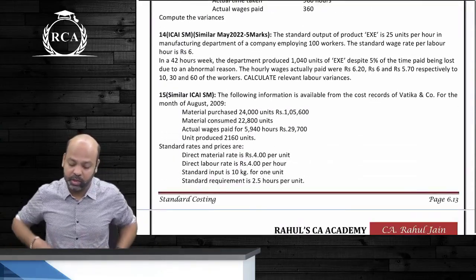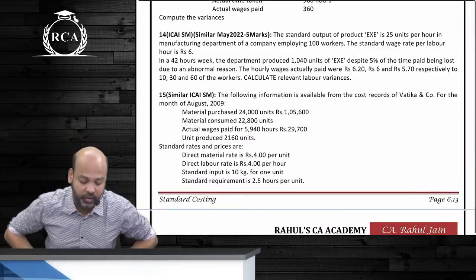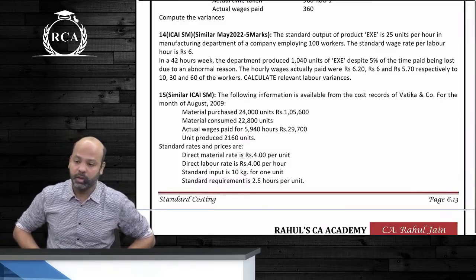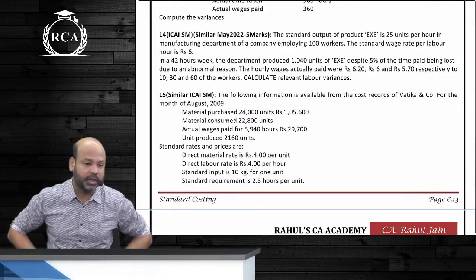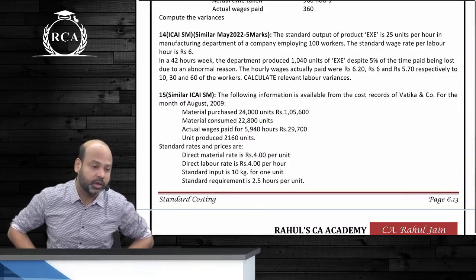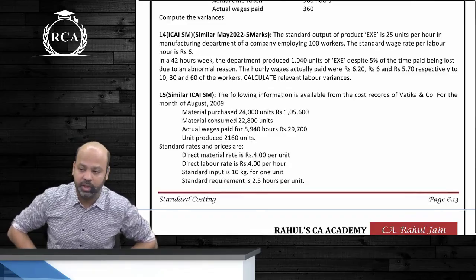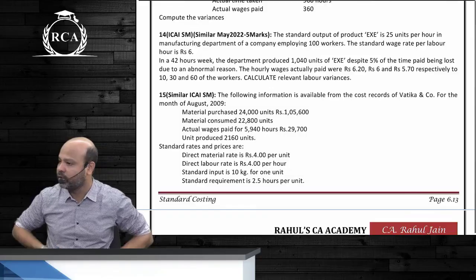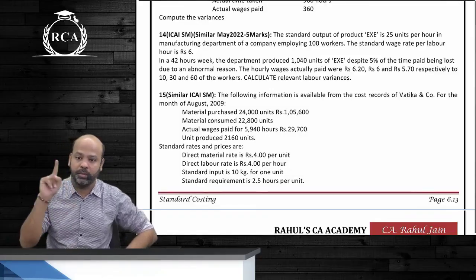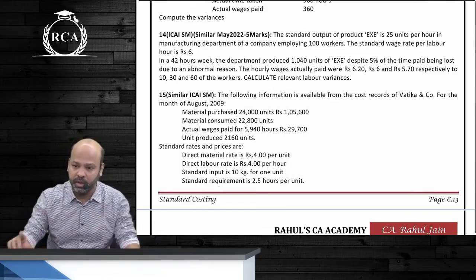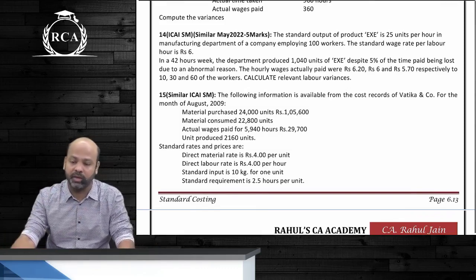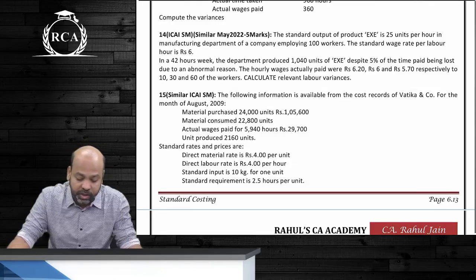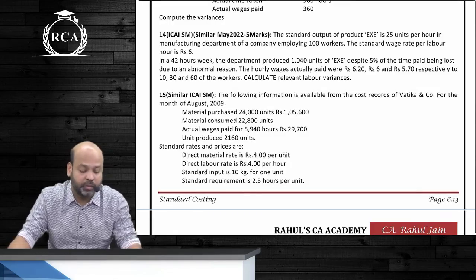Question 14. The standard output of product X is 25 units per hour in a manufacturing department of a company employing 100 workers. A statement like this would mean, guys, that if all the 100 workers collectively work for 1 hour, the output is going to be 25 units. So that 25 units is not per labor hour, it is per 100 labor hours. 100 people working for 1 hour is 100 labor hours. Are we clear, guys? The standard wage rate per labor hour is 6 rupees.